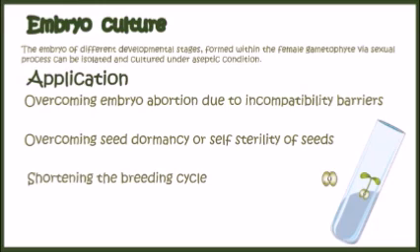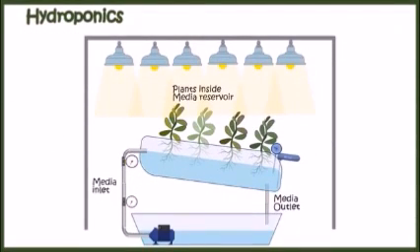So we pretty much looked at several plant tissue culture techniques. Lastly, we would talk about hydroponics. Hydroponics is a method by which plants can be grown in a soil-free situation.